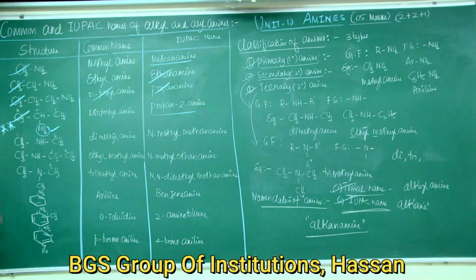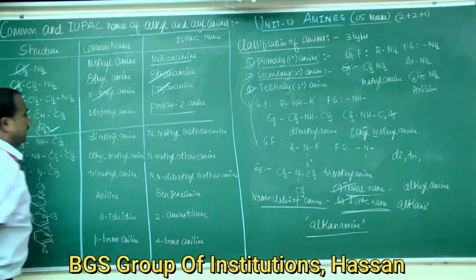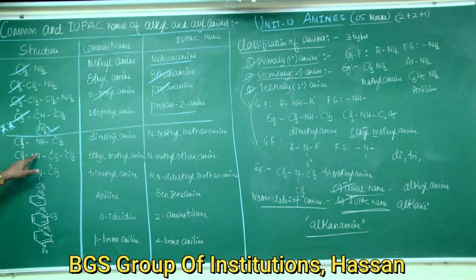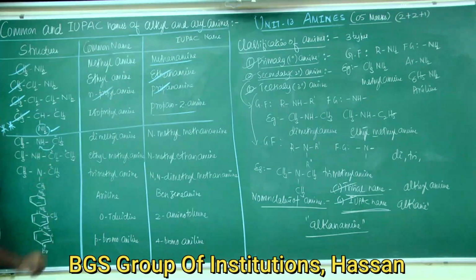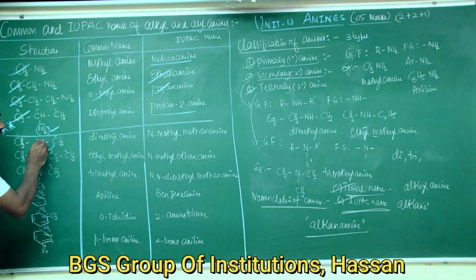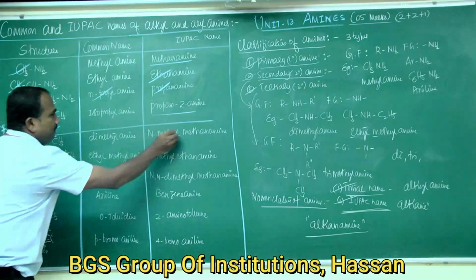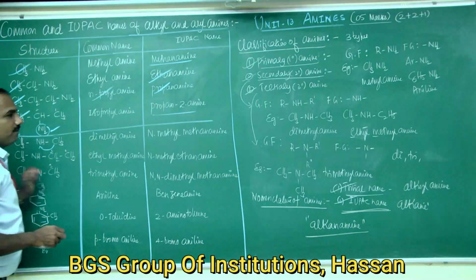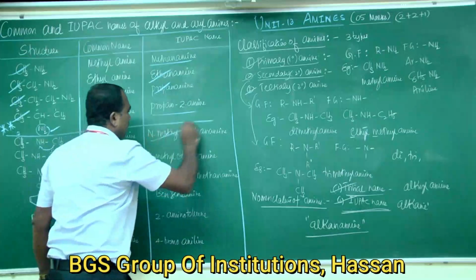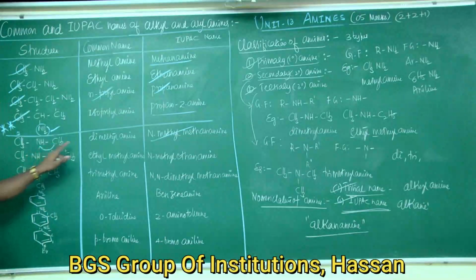Next is CH3NHCH3, dimethylamine. This is an example of secondary amines, which I already told in the introduction class. While writing the IUPAC name, because the methyl group is bonded to the nitrogen atom, it is named as N-methyl. The number of carbon atoms in the chain is only one, therefore methanamine. N-methylmethanamine is the IUPAC name for dimethylamine.